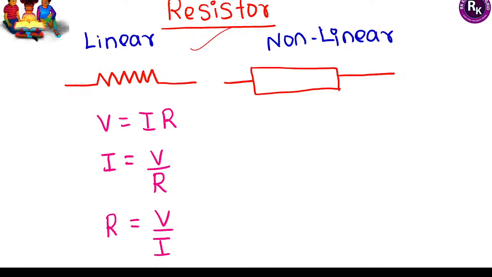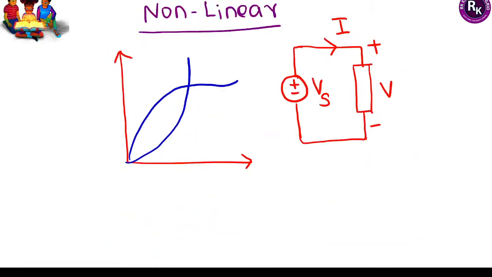In a linear resistor, the relation between the voltage and the current is always linear, and we can apply Ohm's law such that we can write all these formulas. When we are discussing a non-linear resistor, these types of relations are not valid. The property of the nonlinear resistor can be anything.